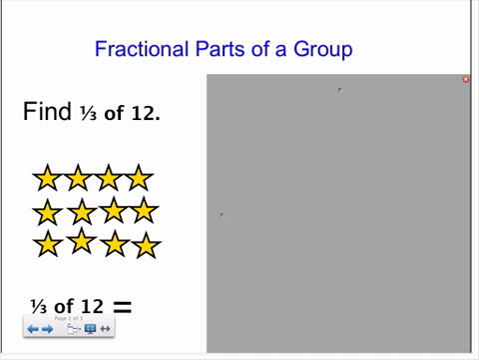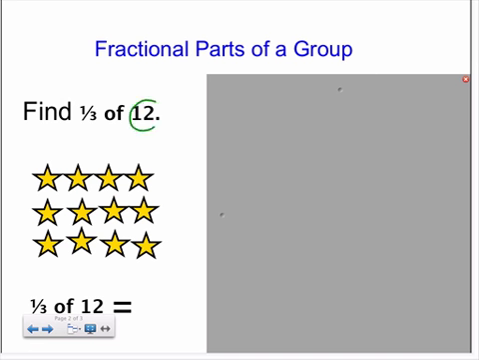And today, we're going to think of fractions in a new way. Fractional parts of a group. If we were asked to think of finding 1/3 of 12, we might use an object like stars to help us represent this idea.